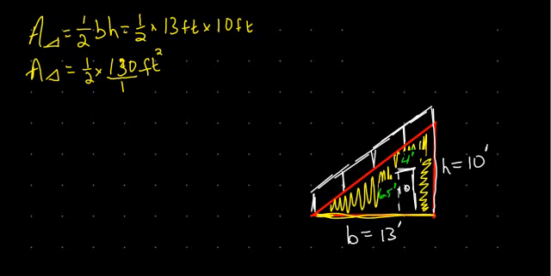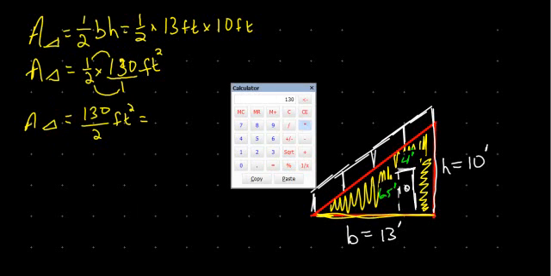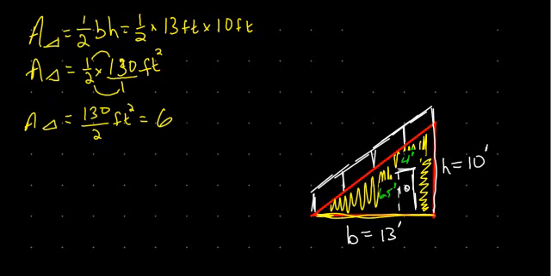Rewrite 130 as 130 over 1, which is still the same, we've just written it in a different way. And the nice thing is when we multiply fractions, we just multiply the top times the top and the bottom times the bottom. So the area of our triangle equals 1 times 130 is 130, 2 times 1 is 2, so 130 divided by 2 square feet. And again, let's pull out the calculator and get that. 130 divided by 2 is 65 square feet.